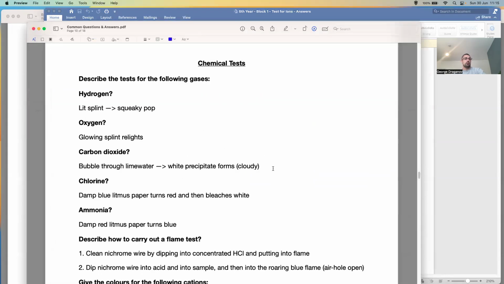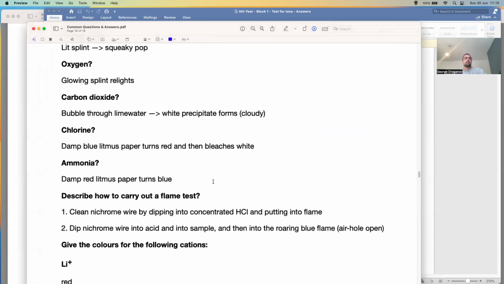Now, the finer detail points would be here. Clean nichrome wire by dipping into concentrated HCl and putting into flame. Dip nichrome wire into acid and into sample, then into the roaring blue flame. You get a mark for using the right flame. Special points on the nichrome wire and why it's used are that it is unreactive, it doesn't produce a color, and it has a high melting point. You can also use a platinum wire, but it's more expensive. This one is an alloy containing nickel and chromium.